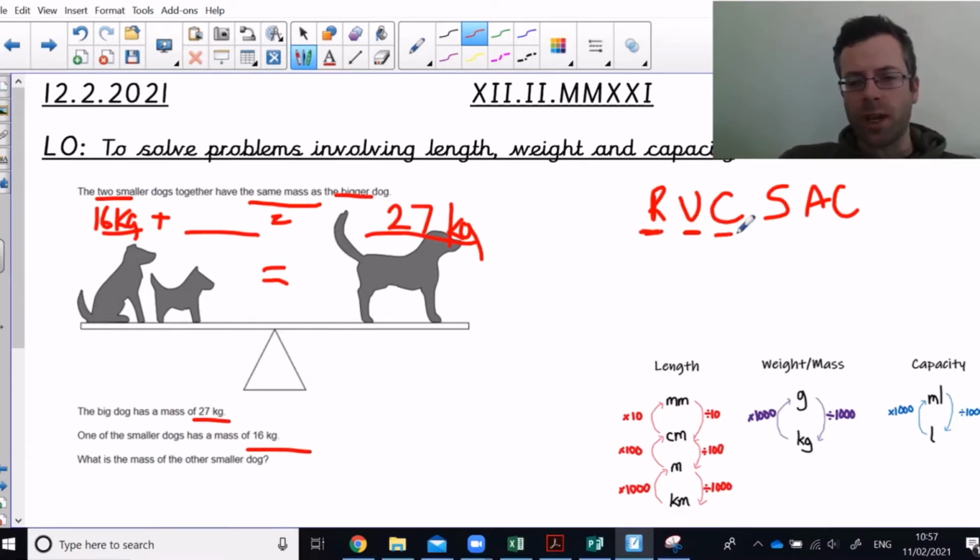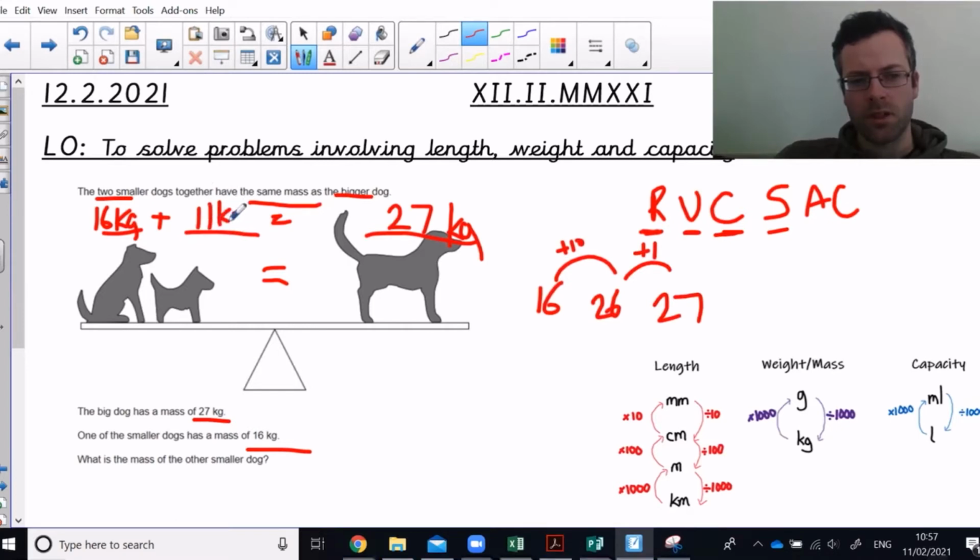Then I'm going to choose how I'm going to solve the problem. Well, what I'm going to do is this, add something as this, so I'm going to count on. I'm going to solve the problem and find my answer. Well, 16 add 10 gets me to 26, add 1 gets me to 27. So I've added 11 kilograms. Does that make sense? 16 and 11 is 27. I've found my answer and I'm going to check that it's correct. And I'm happy that 2 smaller dogs of that would weigh the same as that.